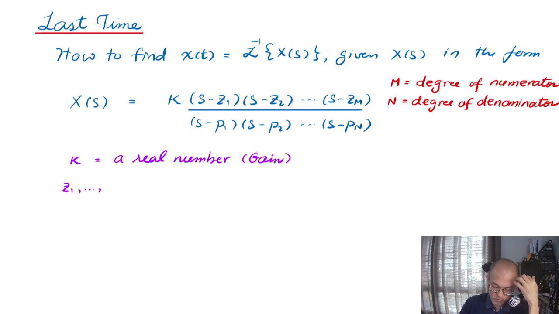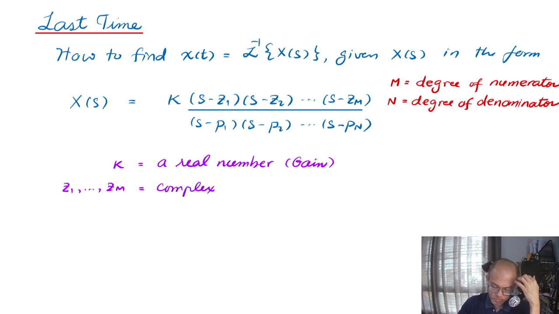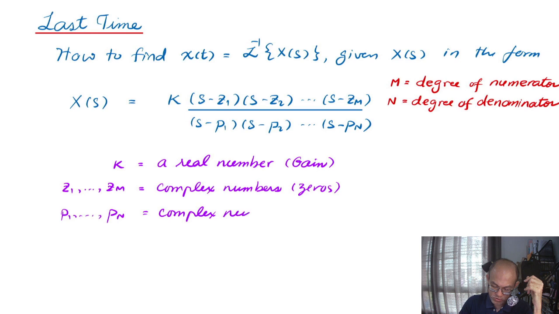z1 through zm are complex numbers. By saying complex numbers, they could be real numbers, but in general, they could be complex or real numbers. Okay, and these numbers are called zeros. And p1 through pn are also complex numbers called the poles.